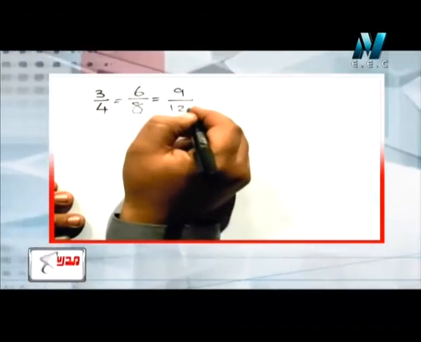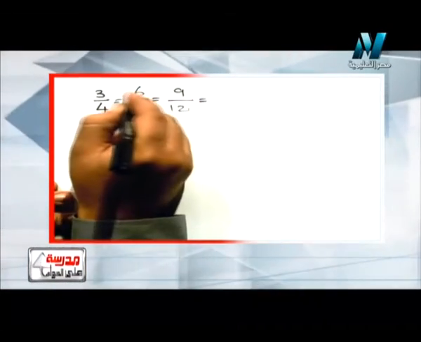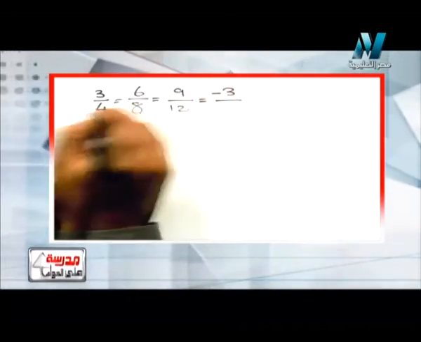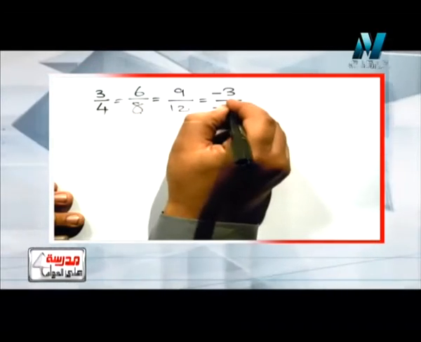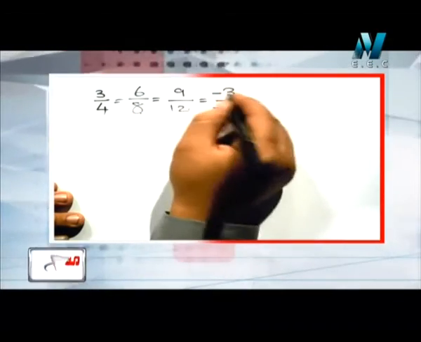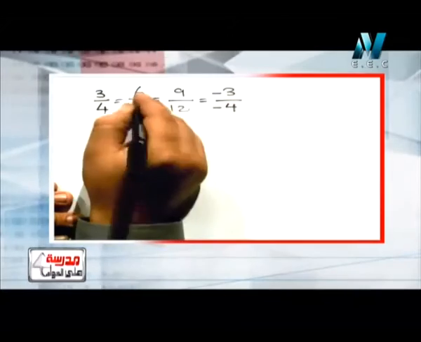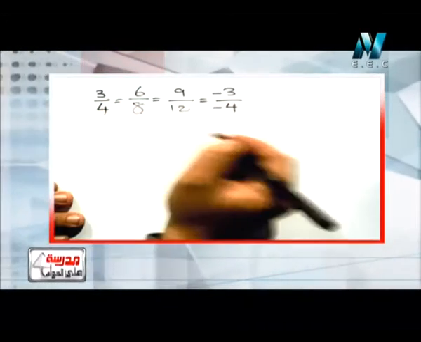which is 9 over 12. And it's the same if we subtract the antecedents and the consequents. So we have in the numerator 3 minus 6 is -3, and down 4 minus 8 is -4, and the ratio between these two numbers is the same as 6 over 8, 9 over 12, and 3 over 4.